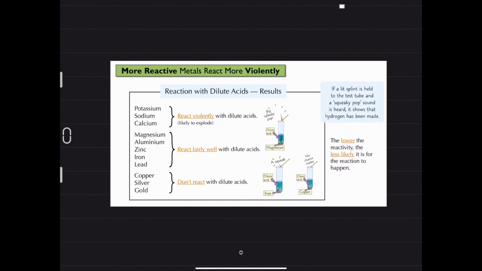You should also be able to explain the test for hydrogen, and it's put in another way here. If a lit splint is held to the test tube, a squeaky pop sound is heard, it shows that hydrogen has been evolved. And the lower the reactivity, the less likely it is for the reaction to happen.